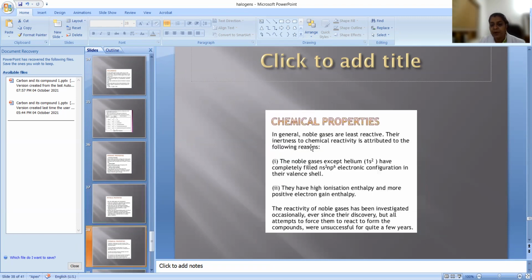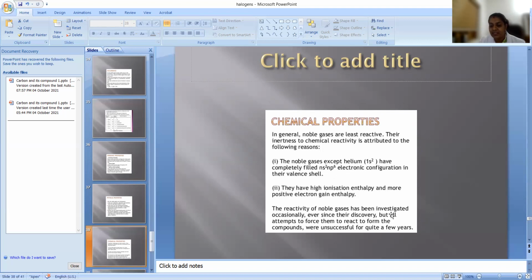And what are the chemical properties? In general, noble gases are least reactive. Their inertness to chemical reactivity is attributed to the following reasons. Why are they inert? The noble gases except helium have completely filled electronic configuration in their valence shell. They have high ionization enthalpy and more positive electron gain enthalpy. And because of that, they are rarely reactive.